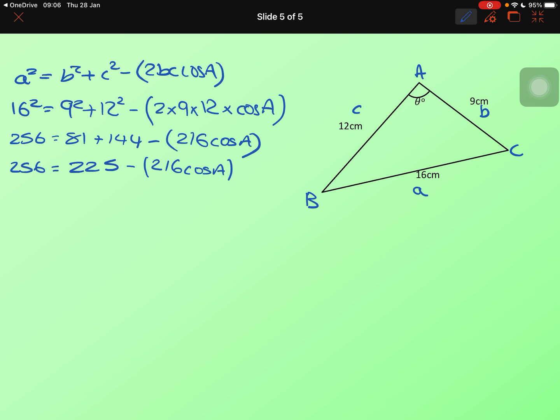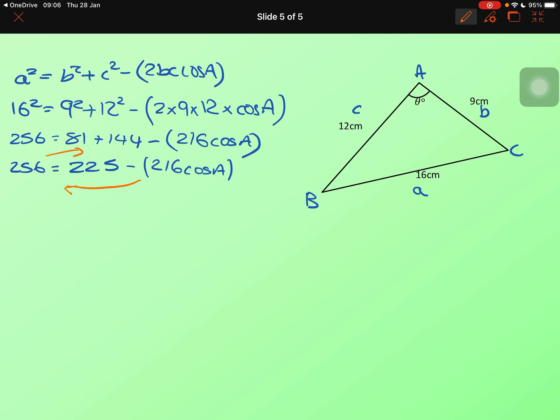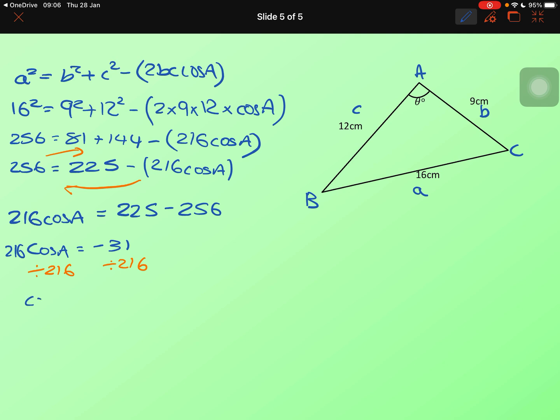Going to do our little switcheroo. So we're going to swap our negative 216 and our 256. When they appear on the opposite side, they go with the opposite signs. So 216 cos A is now positive. 256 is now negative. So we'll end up with 216 cos A equals negative 31. That's absolutely fine. That's not a problem at all. So divide both sides by 216. And we will end up with cos A equaling minus 31 over 216.